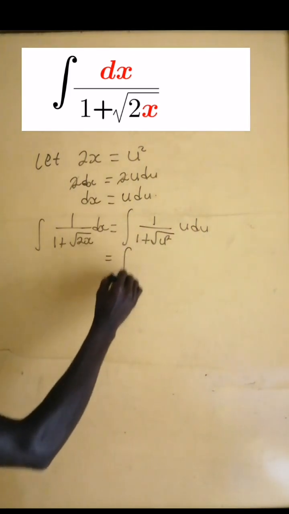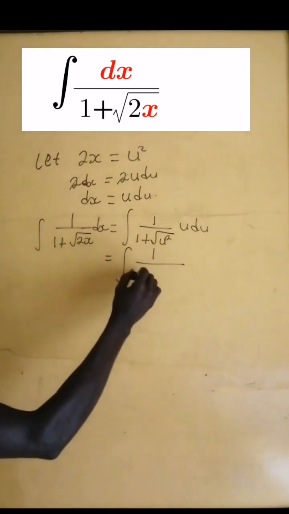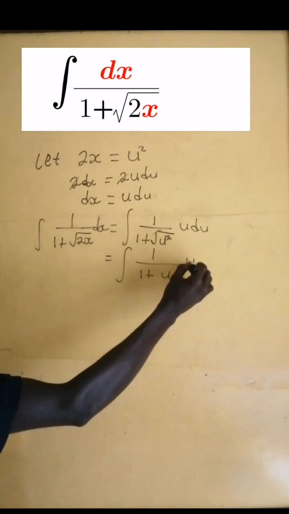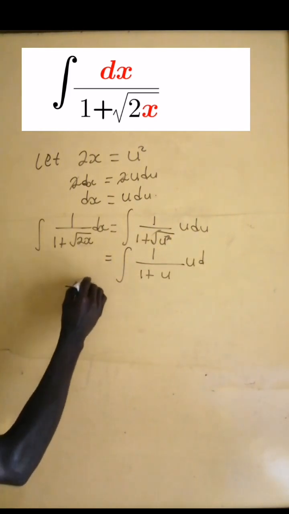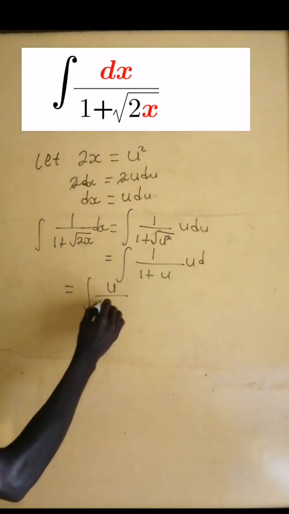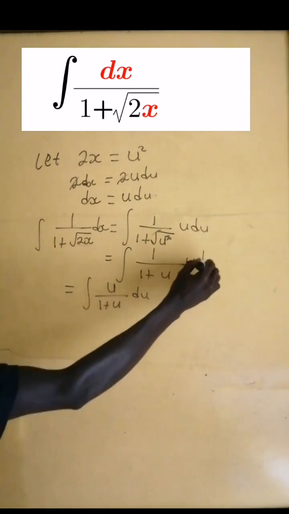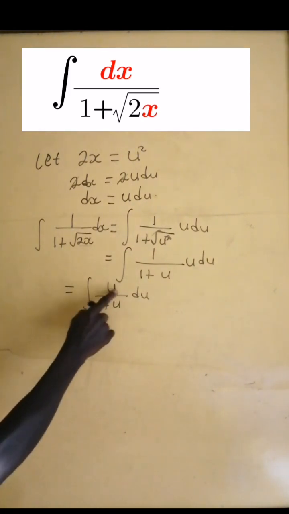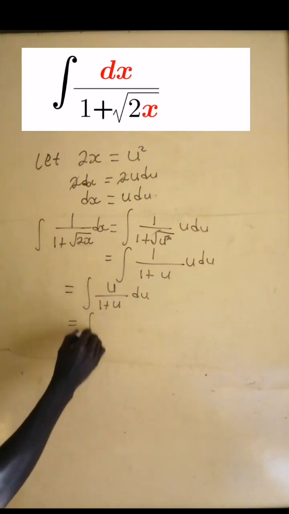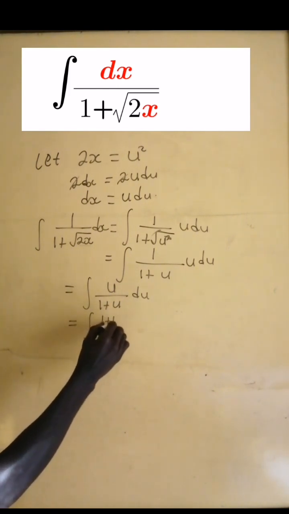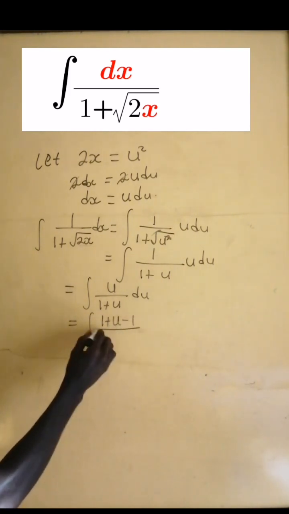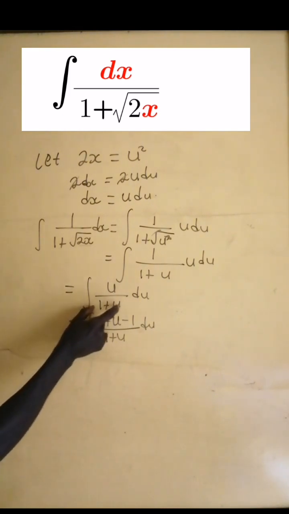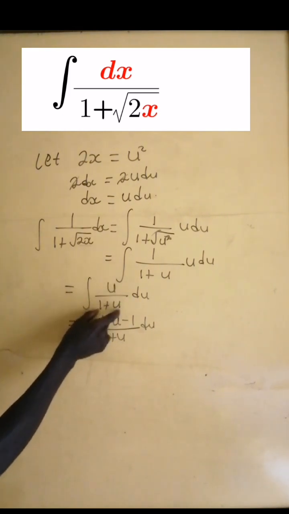So we have the integral of 1 divided by 1 plus u, that is, the square will cancel the square root, times u du, equals the integral of u divided by 1 plus u du. Okay, let's see how we simplify this in a very simple way. u can be written as 1 plus u minus 1, all divided by 1 plus u du. You can also use long division to divide it if you don't like it this way.